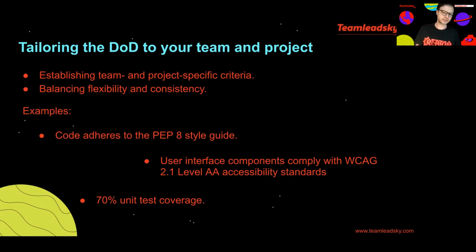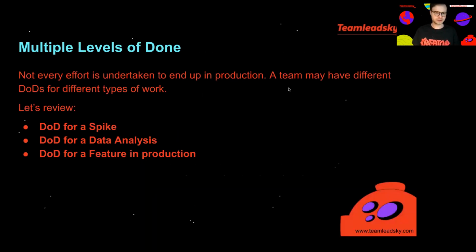In this case, if we add the testing related criteria, let's say we want to have 70% unit test coverage, that makes the definition of done flexible, because the engineers can choose which part of the system they want to cover with unit tests. All right.